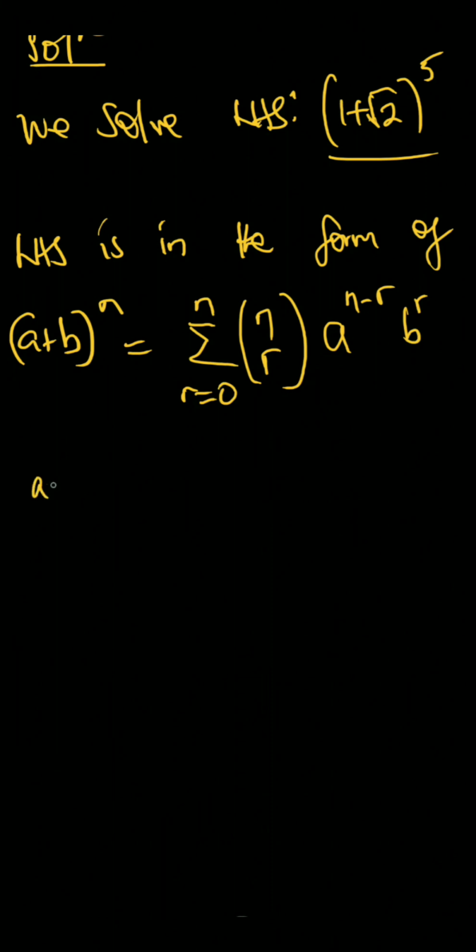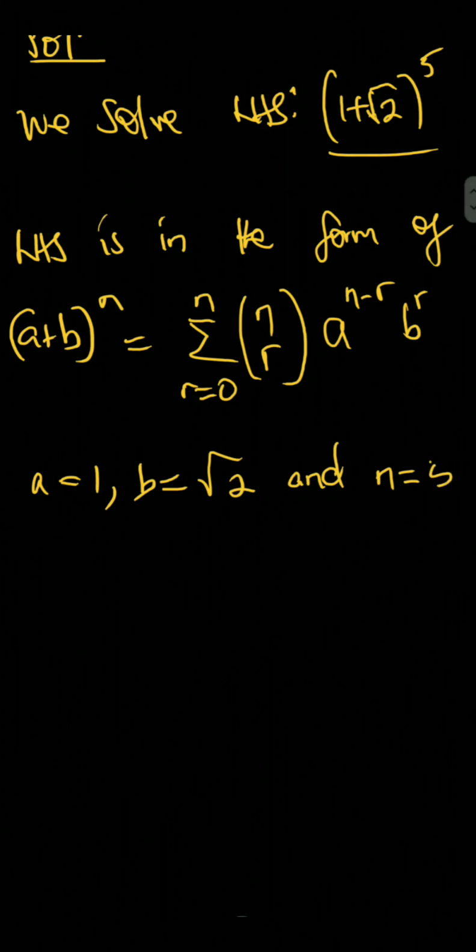Alright, so now let's identify our a. Our a is equal to 1. Our b is equal to the root of 2. And our n, which is a power, is nothing but 5. Okay, now from this binomial theorem, let's see how we can expand the left hand side. We start with n, which is 5, choose 0, since we add from 0 until we reach n, which is 5. Then multiply with a, which is 1, to the power 5 minus 0, which is n minus r, which is just 5 there. Then multiply by b, which is root 2, to the power r, which is 0.